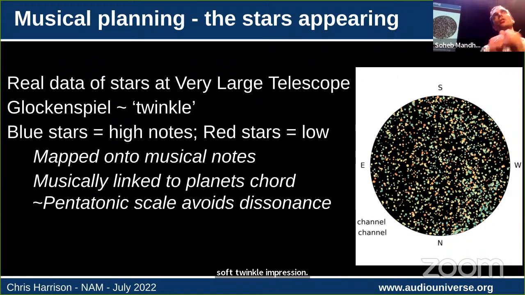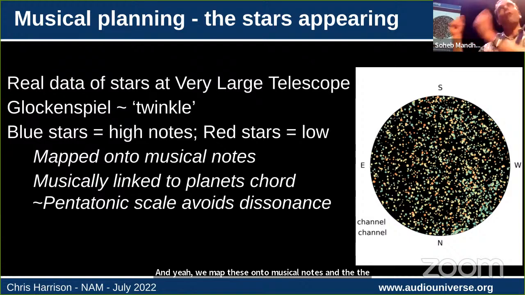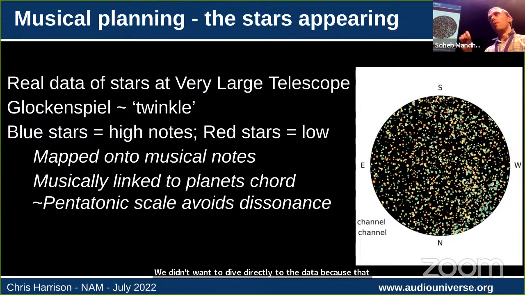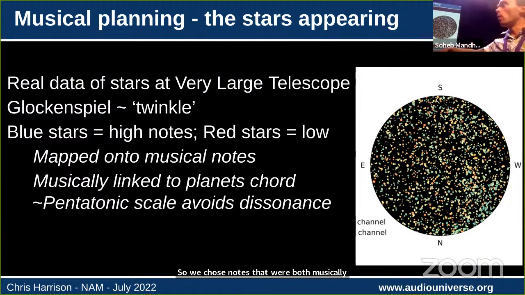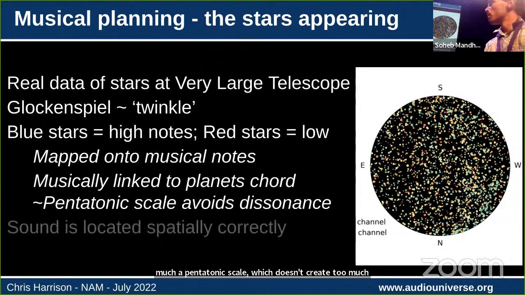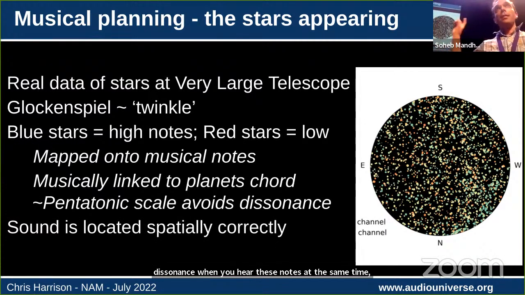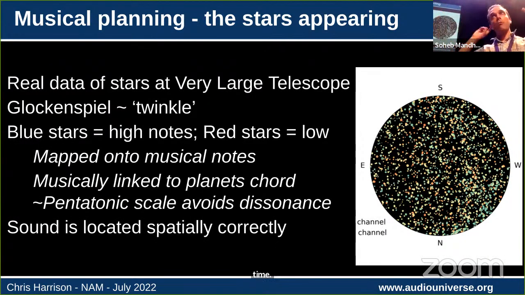And the notes we chose, again, we didn't want to tie directly to the data because that sounds awful. So we chose notes that were musically linked to the planet sequence that we heard. So it works musically that way and doesn't create too much dissonance. For those of you familiar with the term, we use pretty much a pentatonic scale, which doesn't create too much dissonance when you hear these notes at the same time. And again, we place these sounds spatially. So if you're in the surround sound, if a star appears over there, you hear it to this side. And if it appears over there, you hear it to that side.